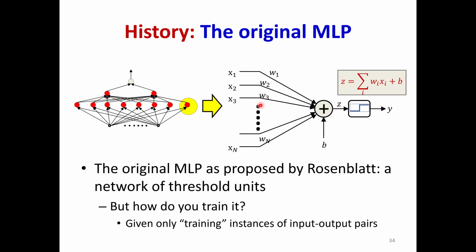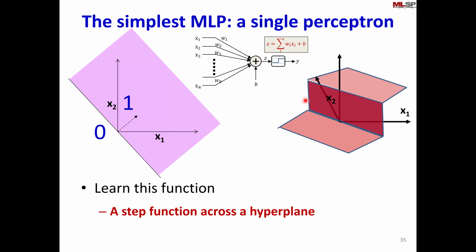Now, let's see how we can do this for the simplest possible classifier, which is a single perceptron. Remember, the original MLP, as proposed by Rosenblatt, was a network of threshold units. And so we can talk about how we can train a network of threshold units from just input-output pairs. Again, each unit uses a threshold activation applied to this affine value. The simplest case of an MLP is a single perceptron. So a single perceptron simply has this kind of response. There's a linear boundary, and the output of the perceptron is 1 to one side of the boundary and 0 to the other side. So the perceptron actually represents a Heaviside step function.